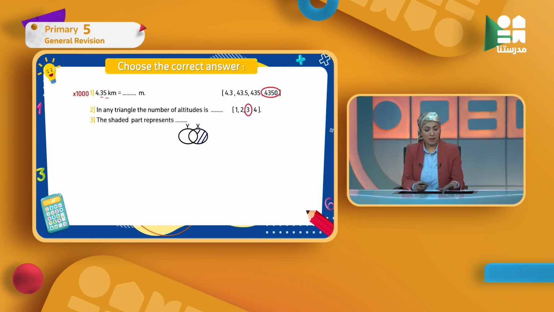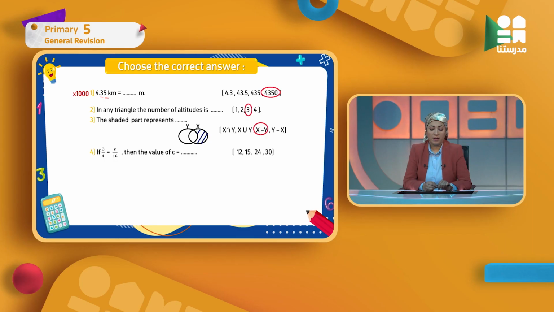So I want to know, is it going to be x intersects y, or x union y, or x difference y, or y difference x? So here the shaded part is all the elements in x but not in y, so it is x difference y. Okay?